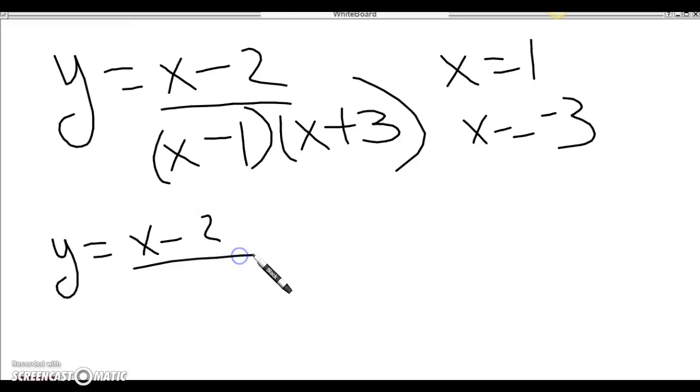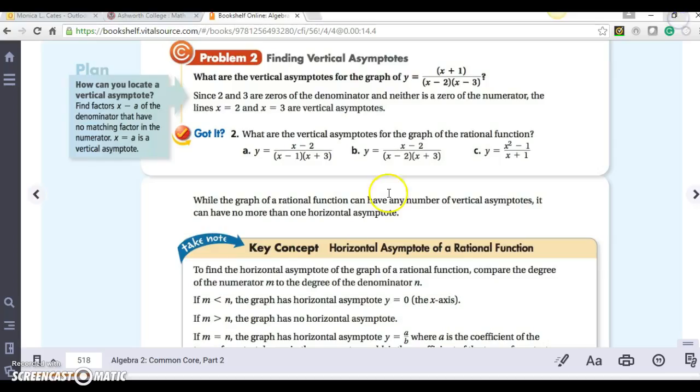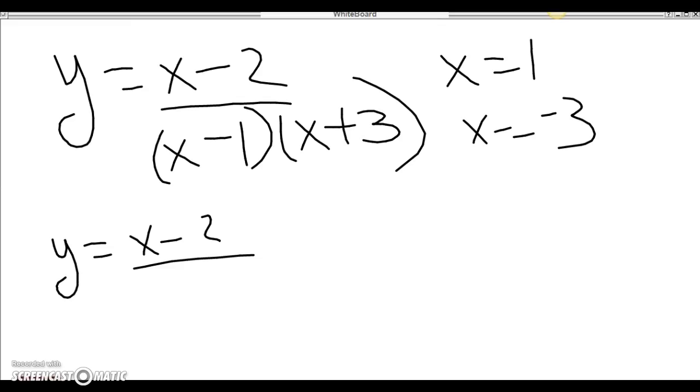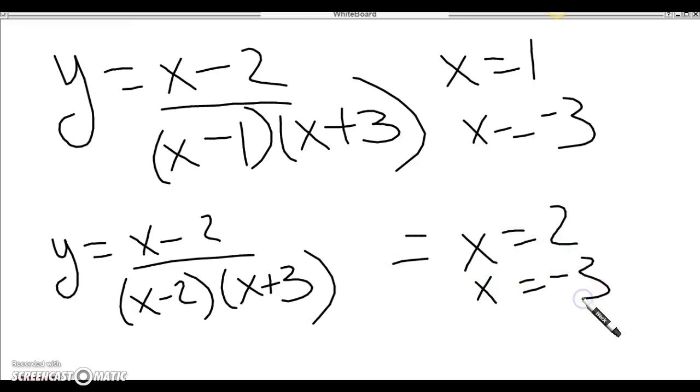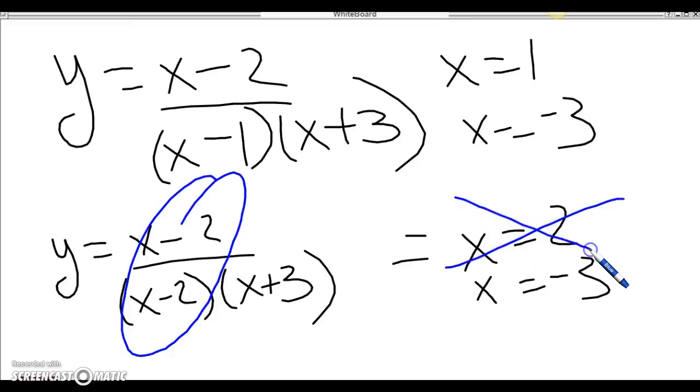y equals x minus 2 over x minus 2 and x plus 3. Okay, so my points of discontinuity are x equals 2 and x equals negative 3. But as you can see, here is a removable discontinuity, so my only vertical asymptote is at x equals negative 3. Okay, let's clear the board and do the last one.